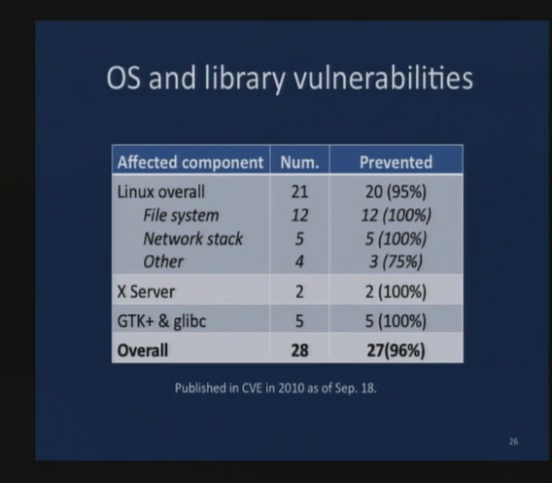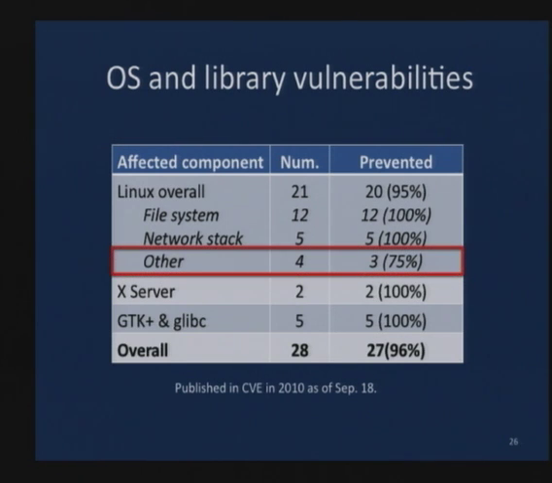Now, the next thing we evaluated was we went through recent bug reports of vulnerabilities that happen in operating systems and libraries, and we tried to classify if IBOS would be susceptible to them. So of the 28 vulnerabilities that we looked at from 2010, and this runs through September, IBOS would have prevented 27 of those. Now, the interesting part is that there is one that IBOS would not have been able to handle.